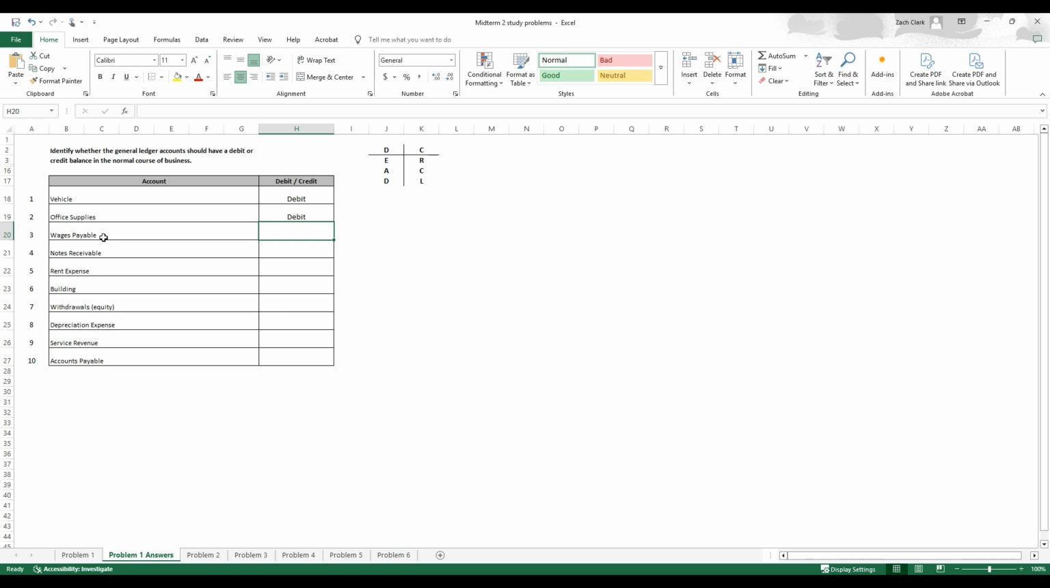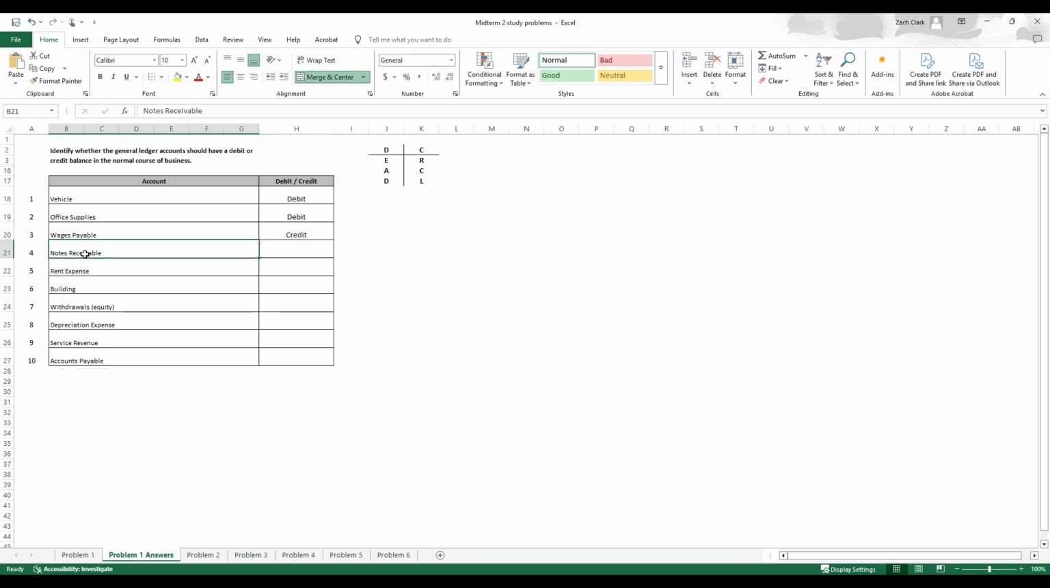Wages payable. So remember, any type of payable is something that we will need to pay in the future, and that's pretty much the definition of a liability, which is an amount that the business owes. And so anytime you see payable, that's going to be a liability. So that will have a credit normal balance.